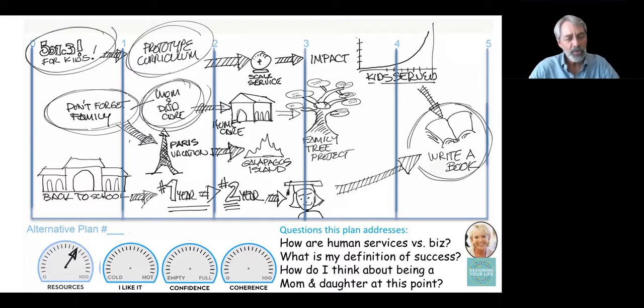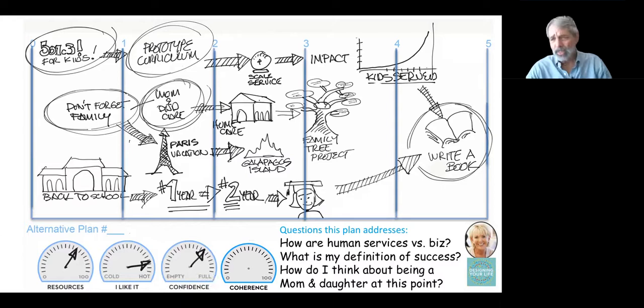But nonetheless, her dashboard said the resources are in pretty good shape. She has a lot to do. I like it a lot. My confidence is high because I've done things before. I haven't done this, but I've done lots of things. And my coherence, frankly, is only fair.